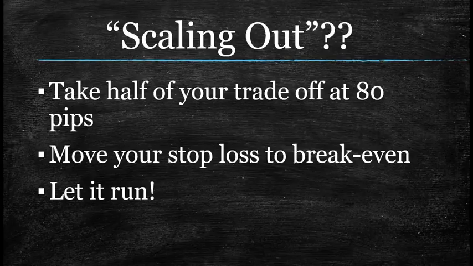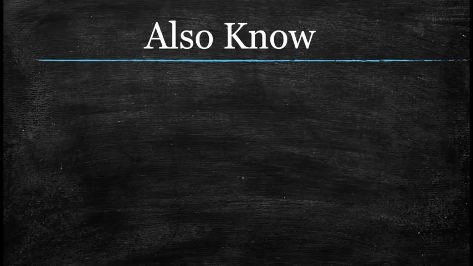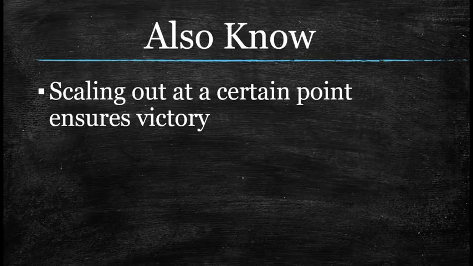So overall, you would have netted 40 pips because 80 plus 0 is 80, and then you divide that by 2, that's 40. That's how you figure that out. And that's a small win. Wasn't what you were hoping for, but this is a good thing. Let me explain why. Because when you scale out like this, you make it so there's no way you can lose. It's only now a matter of how much you can win.